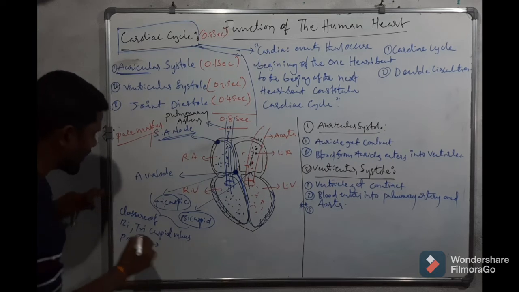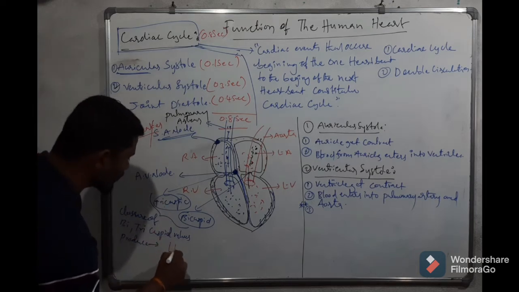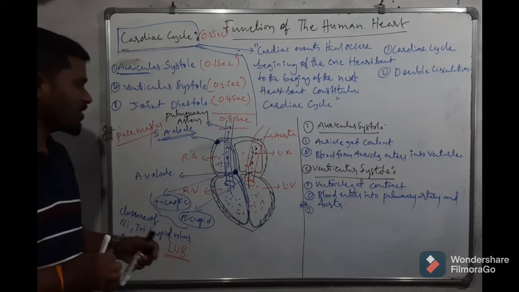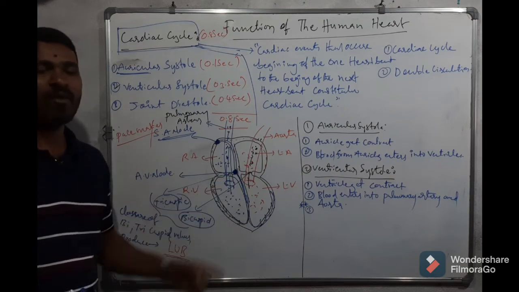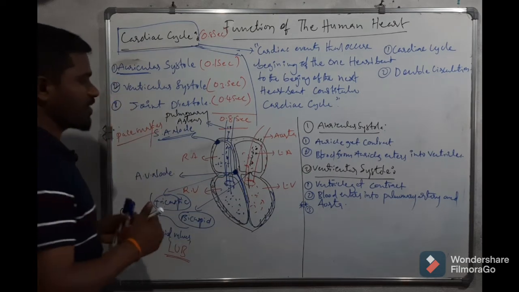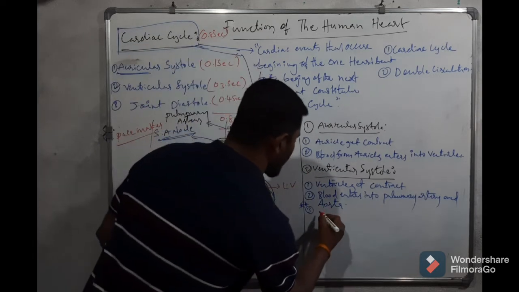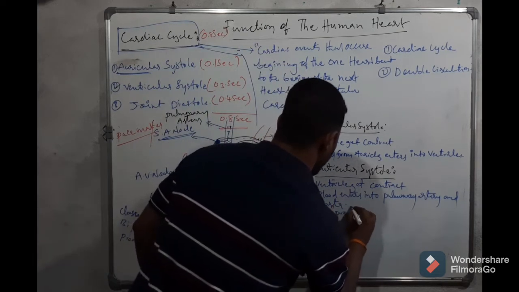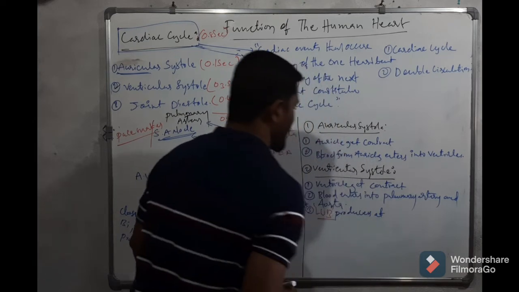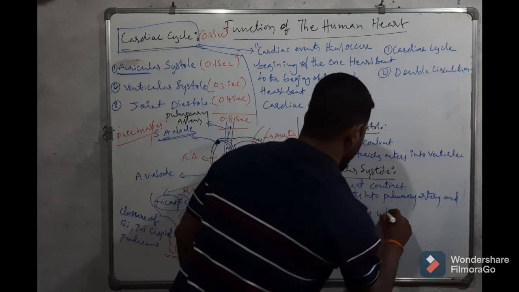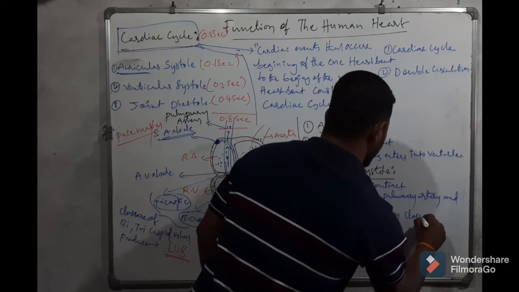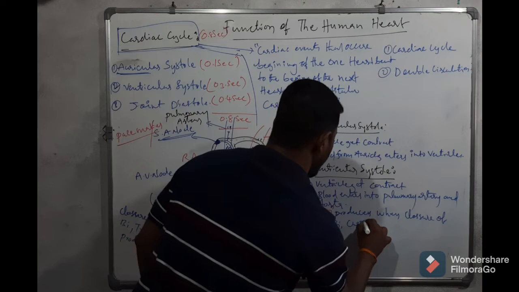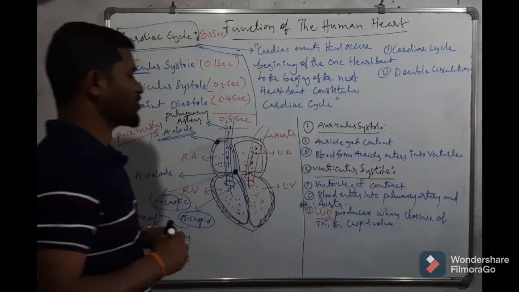The closure of the bicuspid and tricuspid valves produces a sound called lub. The first sound of the heartbeat is lub, which is produced at the closure of the tricuspid and bicuspid valves during ventricular systole.